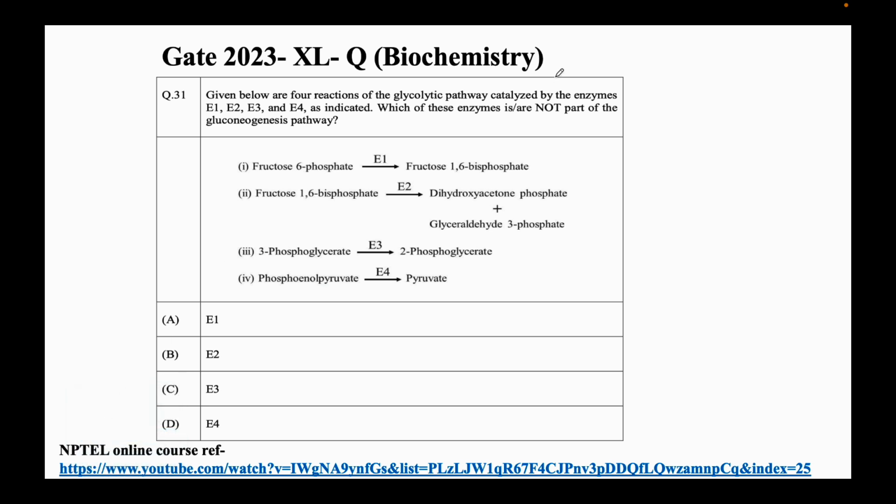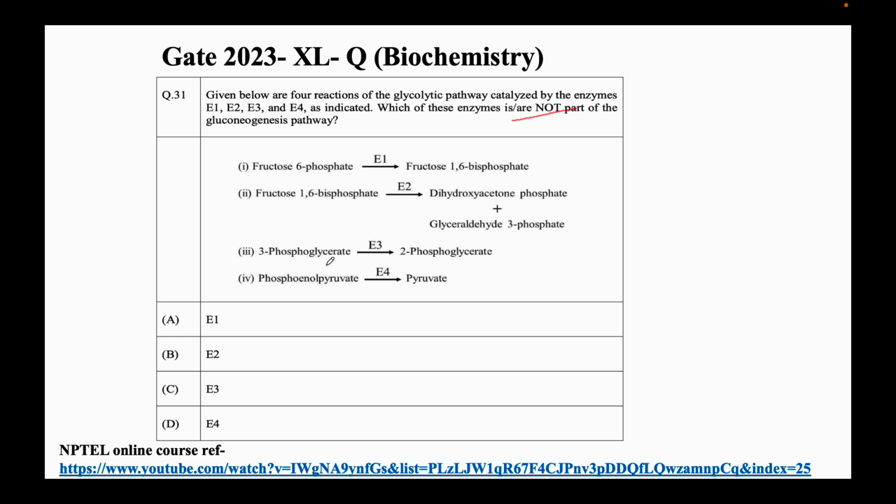This is GATE 2023 Life Sciences, biochemistry section. 31st question. Given below are 4 reactions of the glycolytic pathway catalyzed by enzymes E1, E2, E3 and E4 as indicated. Which of these enzymes are not part of the gluconeogenesis pathway? As you can see here, there could be one or more enzymes, so there is a possibility that the answer could be more than one of the options given below.